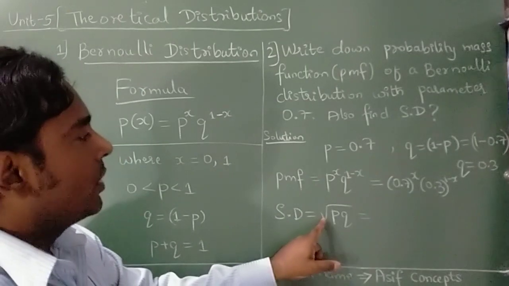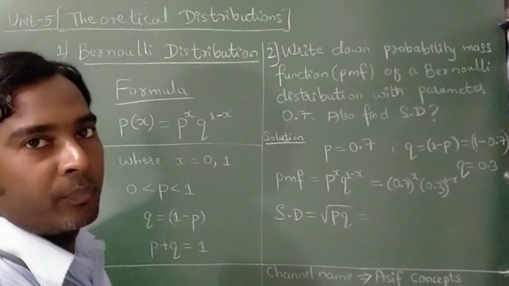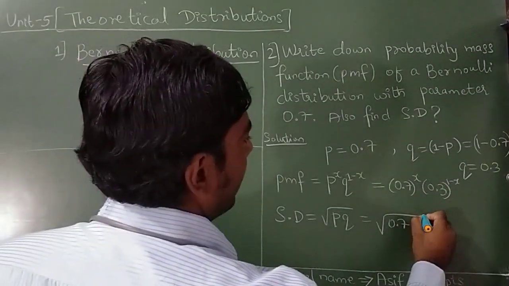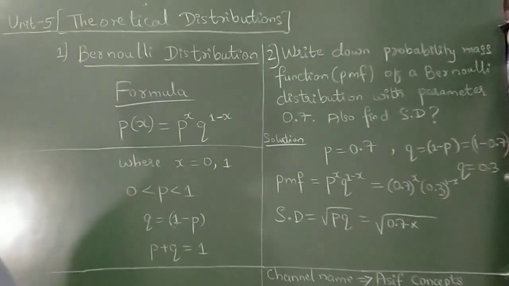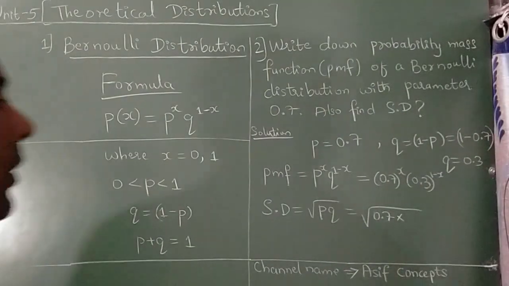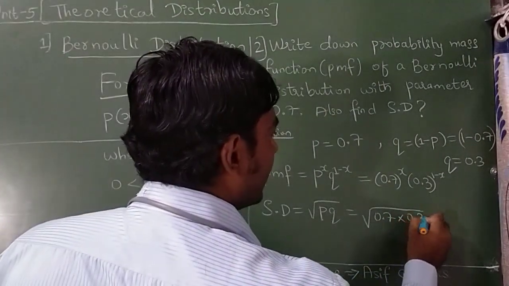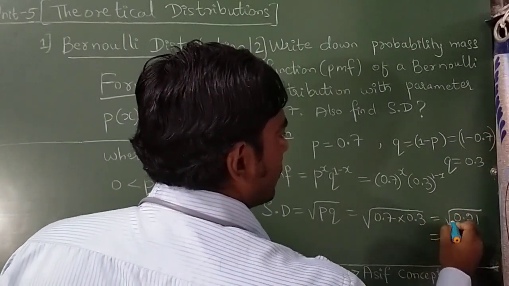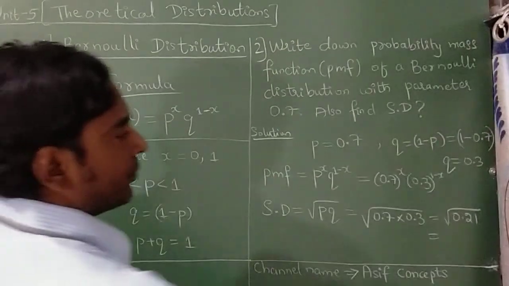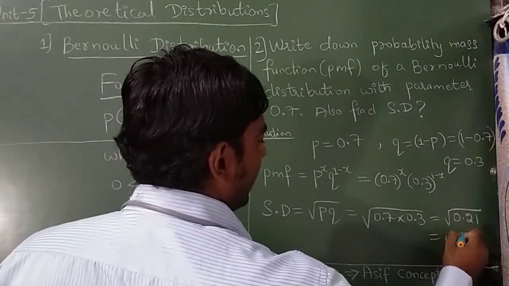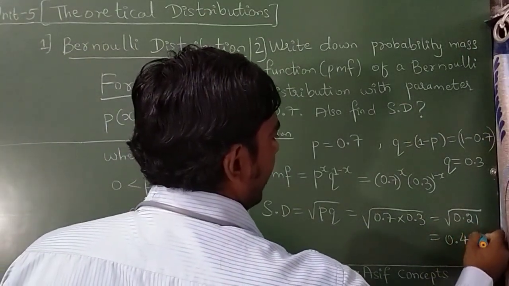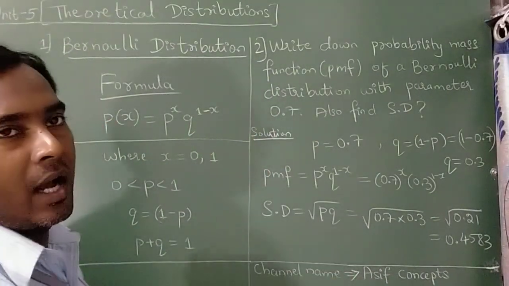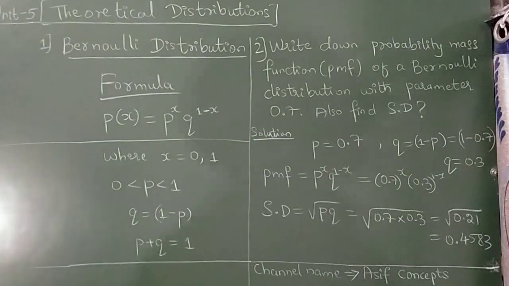Standard deviation formula is square root of P into Q. So square root of P value is 0.7. Q value is 0.3. If you multiply this, 0.21. So square root of this is 0.4583. Fine. So this completes your second answer. So let's move on to the third question.